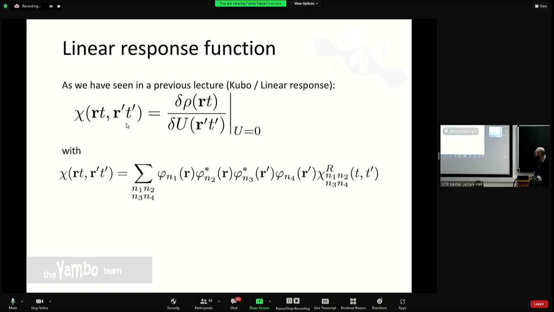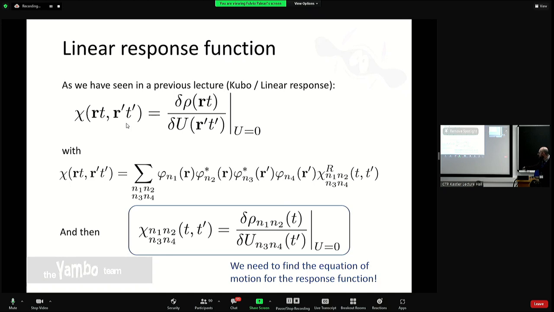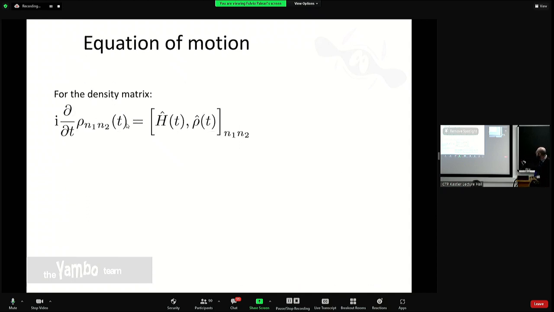Of course, the response function, just as the charge density, can be transformed from the position basis into the single particle basis, which would be the Kohn-Sham basis if you did the DFT calculation. And then actually we will mostly work in this basis, where n1, n2, n3, and n4 are single particle indices. Okay. So now, the equation of motion for the density matrix is pretty simple, no? It's just the Heisenberg equation of motion. So it's the commutator of our operator of choice, this time the density, with the full Hamiltonian of the system.